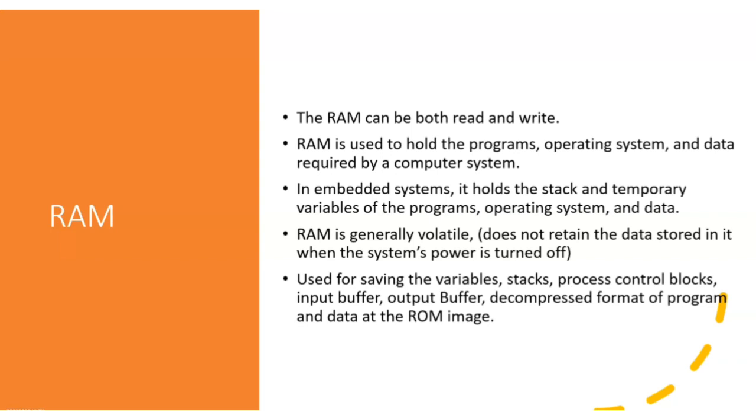Okay. So RAM is generally volatile, which means the data won't last for lifelong. It is volatile. It is used for saving variables, stack, process control blocks, input buffer, output buffer, decompressed format of programs, and data of the ROM image. This type of temporary data you can store in the RAM.